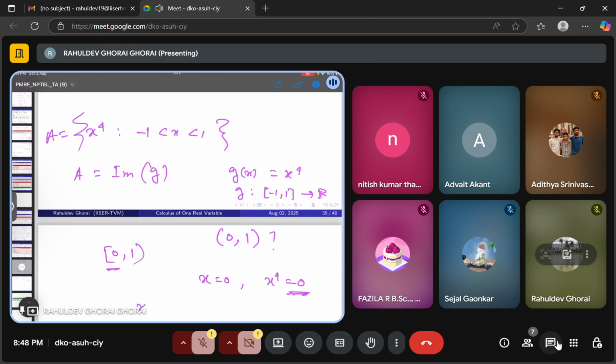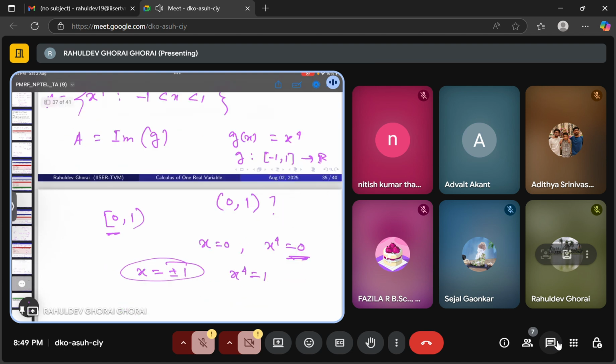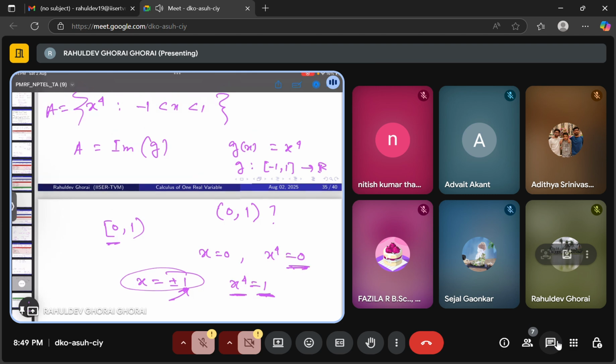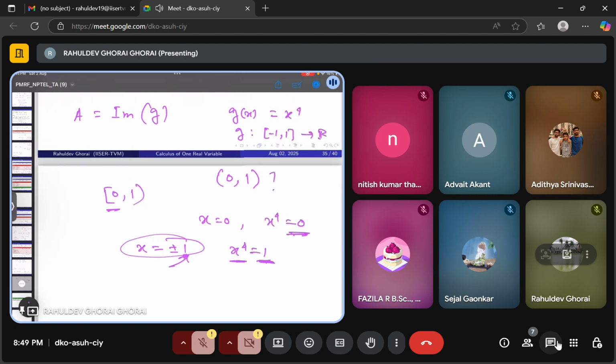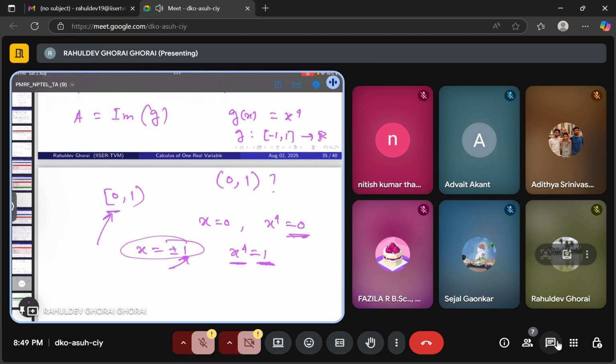But when x is plus minus 1, that is not included in the domain, so x to the power 4 will be 1 only when x is plus minus 1, right? Otherwise, no real numbers exist for which it will be 1. So it will be mainly from 0 to 1, and it's continuous also. It takes values from 0 to 1, okay?